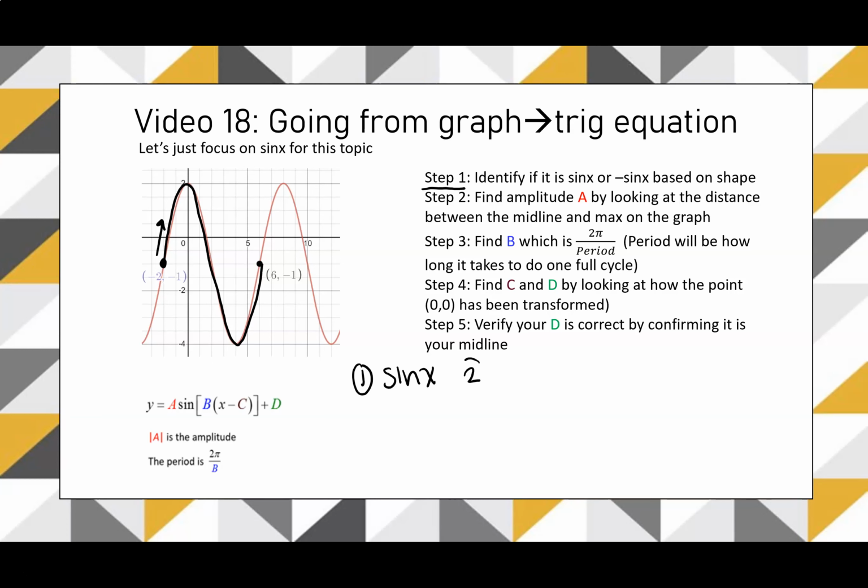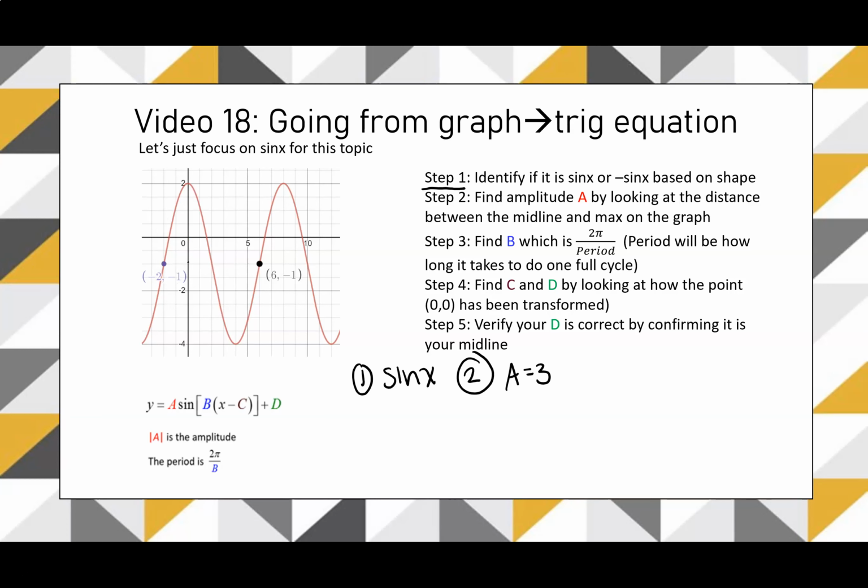All right, second thing to do is to check out our amplitude. Our amplitude goes from our midline, which is right here, all the way up. Okay, be careful. This is going from a -1 to a 2, because this is a 1 here. So that goes up 1, 2, and 3. So we have an amplitude of 3. That's just how far it is from your midline to your max.